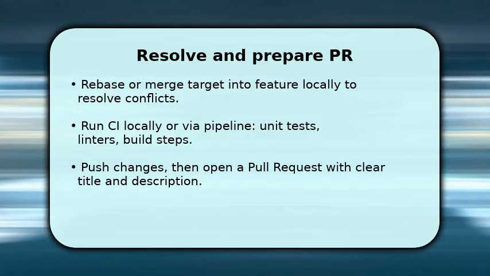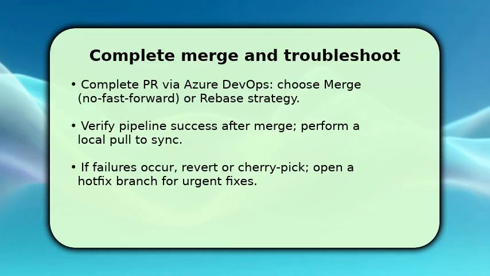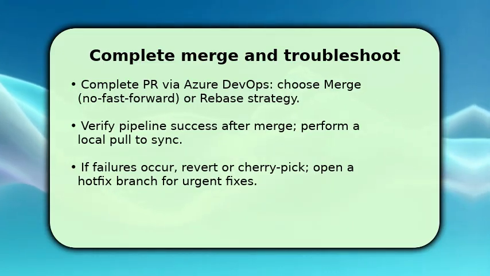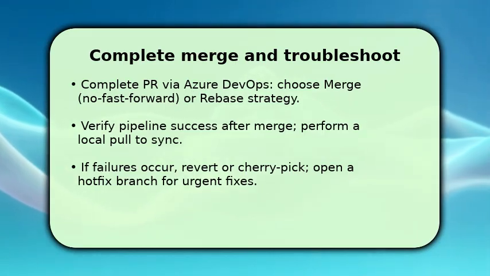To finish, use Azure DevOps to complete the pull request, selecting the merge strategy your team requires: merge, squash, or rebase, and confirm any required policies. After merge, wait for the target pipeline to succeed, then pull the updated target branch locally to stay in sync.